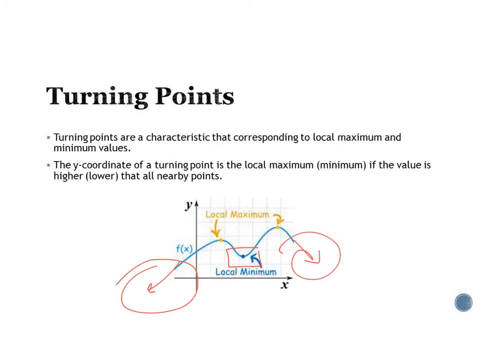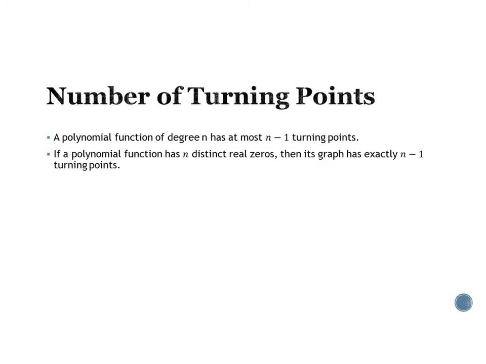It's just a minimum in relationship to the points right near it. And in this case we also have two local maximums. They're turning points because if you were going up, you had to turn to go back down to get that maximum point, and if you're going down, you had to turn to go back up to get that minimum point. So if you have a polynomial of degree n, it's going to have at most n minus 1 turning points. We just graphed one of degree 3 and it had 2 turning points. So at most, it could have less than that.